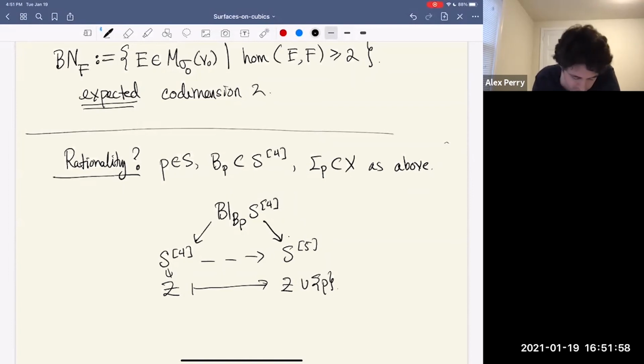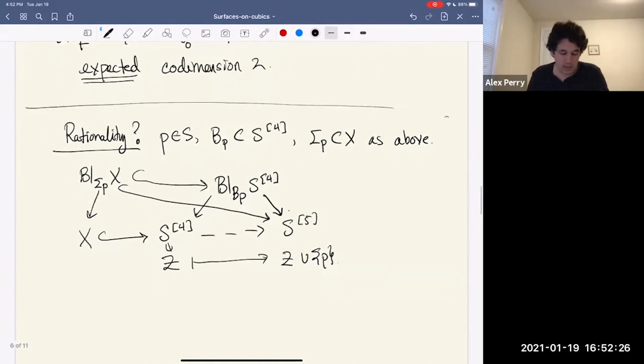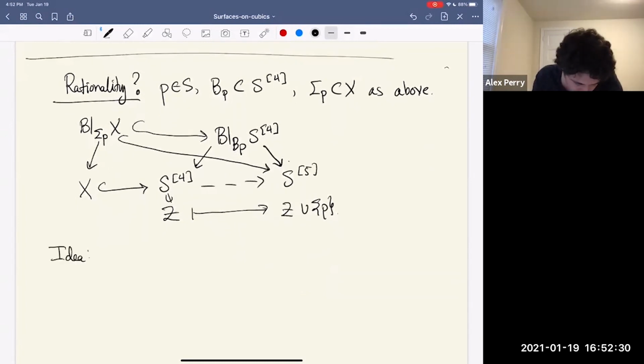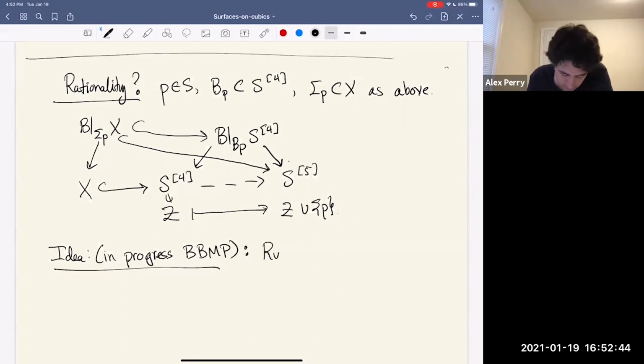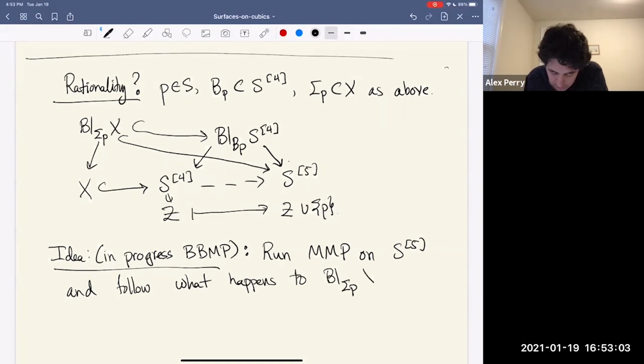And now we can just restrict this to X, right? Our X is embedded inside of S^[4], and so we can consider this blowup in sigma_P of X, which is sitting inside of the blowup here. If you follow this map through, what we get is an embedding of our blowup of X into the Hilbert scheme of 5 points on this K3 surface. And the idea, and again, this is very much still in progress, with Bayer, Bertram, and Macri, is that we can try to run the MMP on this Hilbert scheme of 5 points, and we can follow what happens to the blowup of X in this surface.